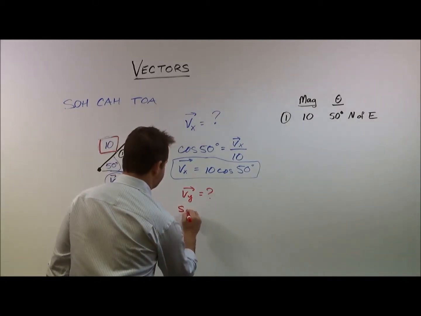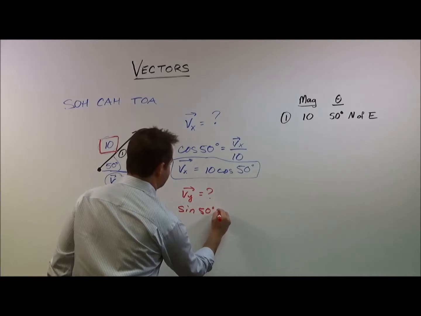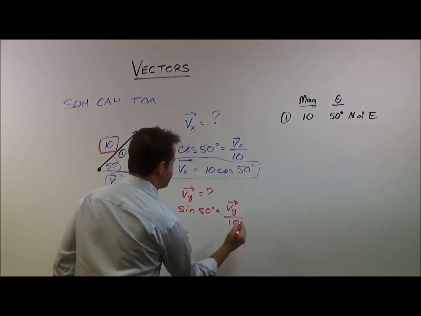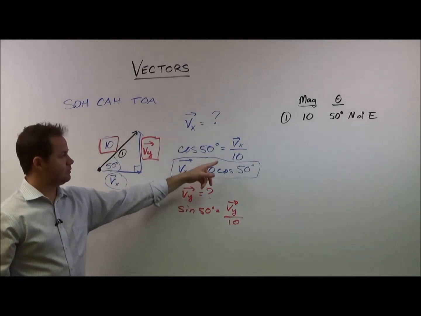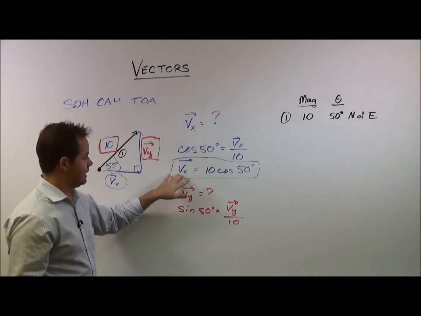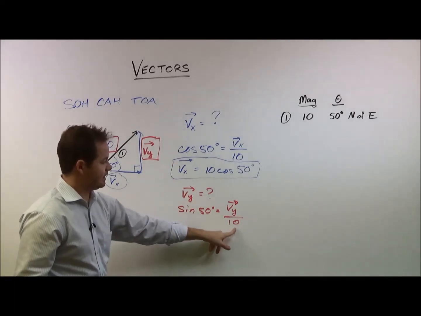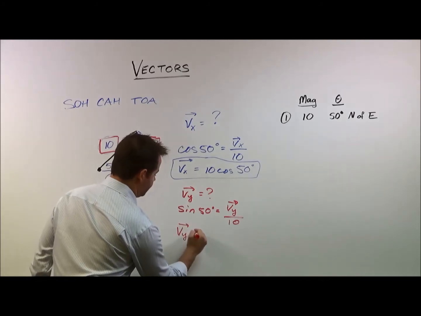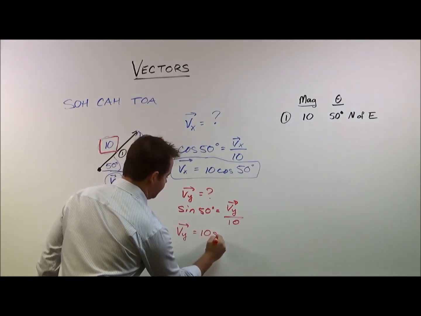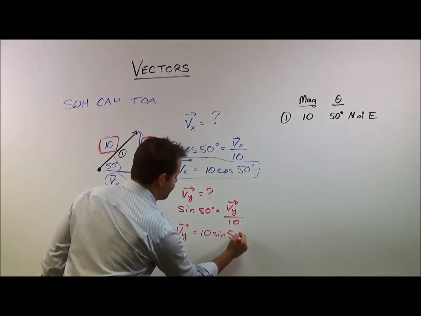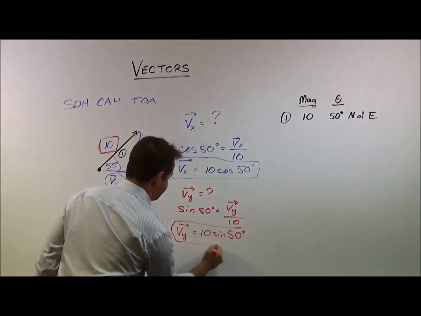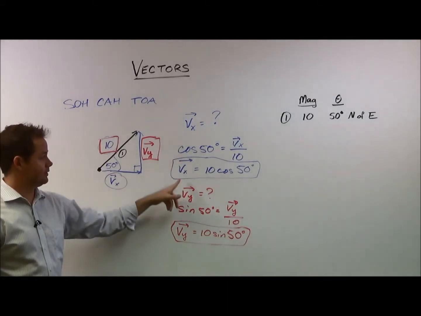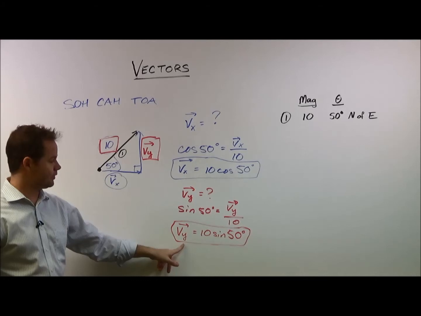So you're going to have sine of 50 degrees equal to your opposite side, which is Vy, over your hypotenuse, which is 10. And just like we did on this one, we multiply by 10 to get Vx by itself up here. We multiply by 10 to get Vy by itself down here. So you're going to have Vy is equal to 10 sine 50 degrees. So now we have both components of this vector. This is the horizontal component, this is the vertical component.